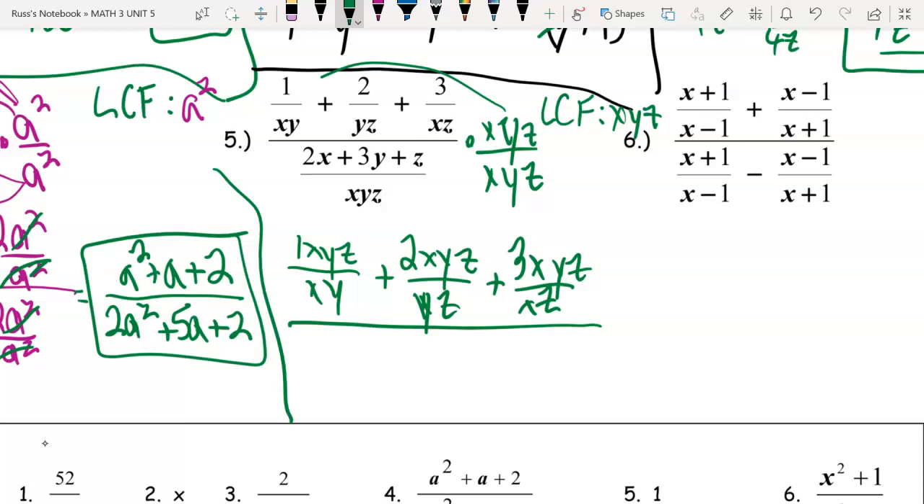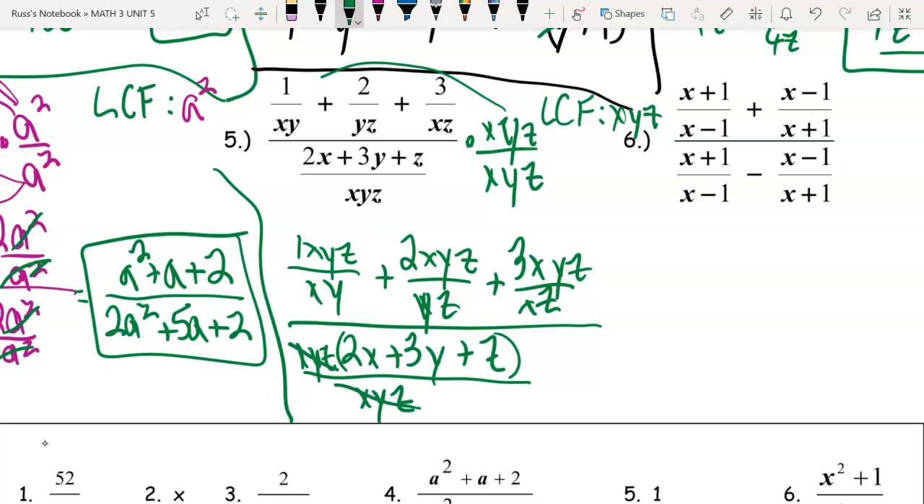And then the denominator, that one's actually easier. 2x plus 3y plus z, times xyz, but think about it. You've already got xyz in the bottom. Don't distribute that, it just reduces out. Okay? All right. So the y's and the x's go away here. So I'm left with z. The y and the z go away. So I'm left with 2x. The x and the z go away or reduce out. So you're left with 3y.